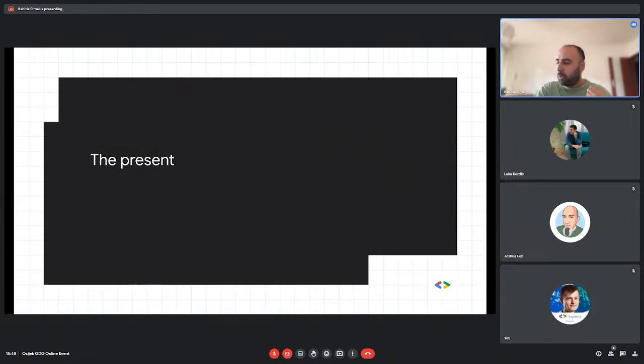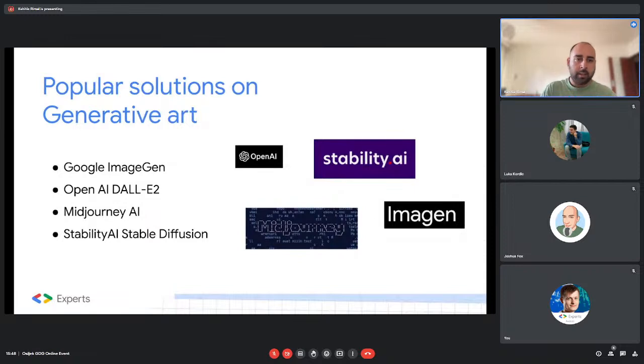there are solutions now available in the market today, and these solutions, as I'm showing you right now, come from different companies. I'm sure you have heard about these names again and again in the news. These are the four big players, I would say, in the generative AI space. We have the Google model called Imagen, the OpenAI model called DALL-E 2, Midjourney AI, and Stability AI's Stable Diffusion. They all focus on generating images as realistic as possible with text as an input, with more optimized output.